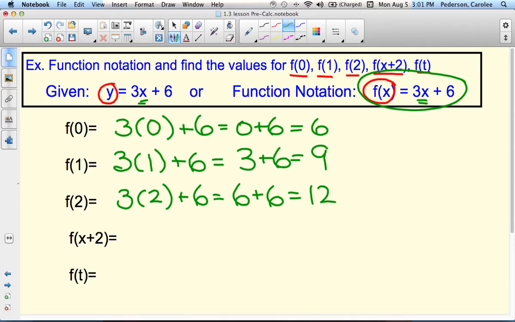When you evaluate a function for a number like 0, 1, 2, 3, etc., what those end up becoming are ordered pairs on the graph. So we say the ordered pair is 0, 6, or 1, 9, or 2, 12.